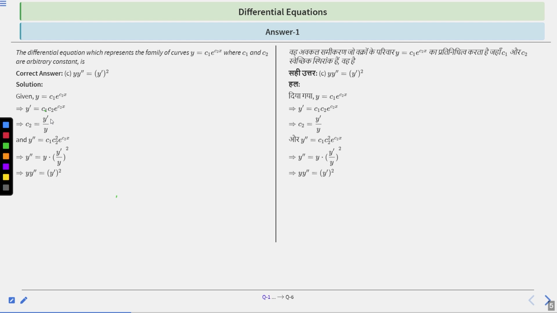Now we can differentiate it again, that is y double dash. Y double dash will be c1 c2 squared e to the power c2x. Therefore y double dash will be equal to y into (y dash upon y) whole square. Therefore y double dash is equal to y dash square. Therefore option C is the right choice.